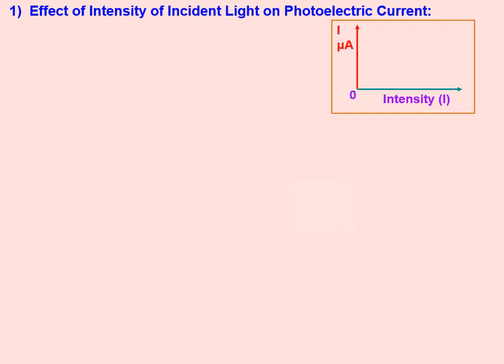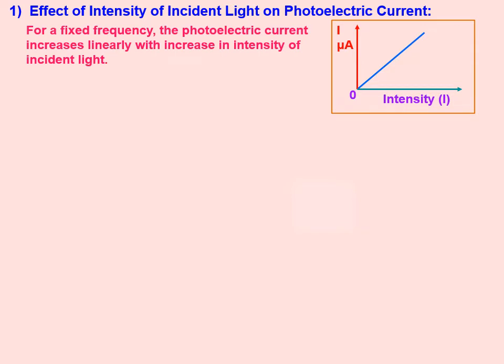Now the effect of incident light on photoelectric current. So to study the effect of intensity of incident light on photoelectric current, we have to make a plot. On x-axis we will take intensity, on y-axis we will take photoelectric current, and when we plot between these two, we will get a straight line. So we can say that for fixed frequency, the photoelectric current increases linearly with increase in intensity of incident light.